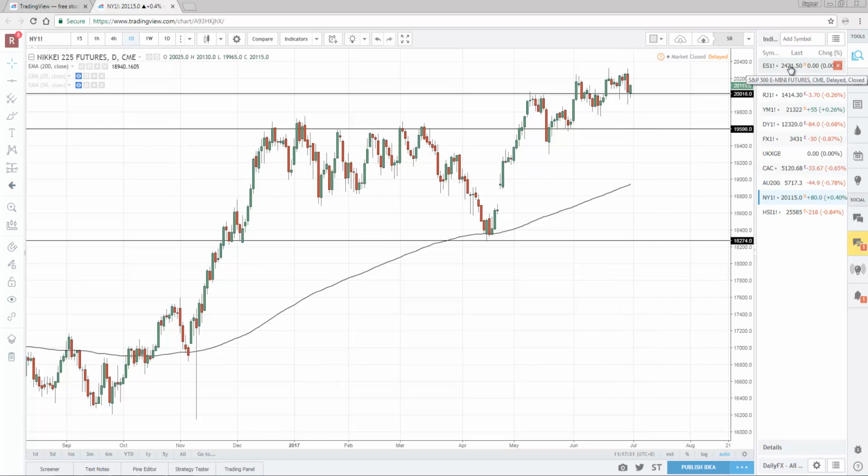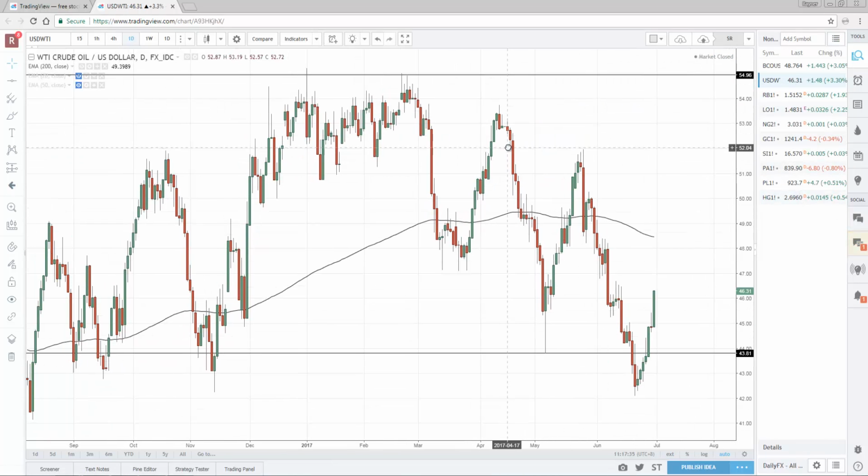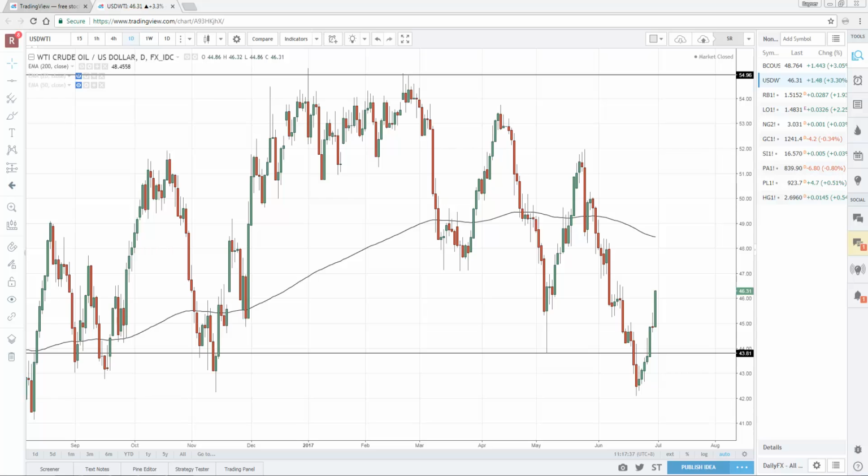Okay, so moving on, let's talk about some commodities, right? Oil. So oil is again in a massive range. If you just go to the weekly time frame.